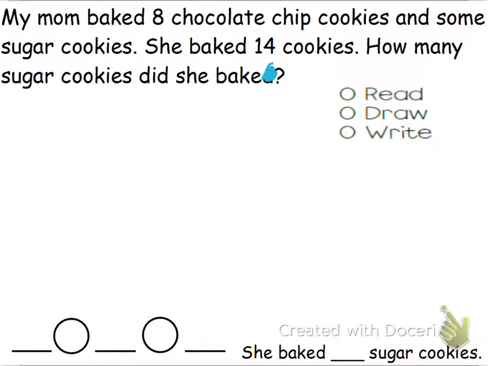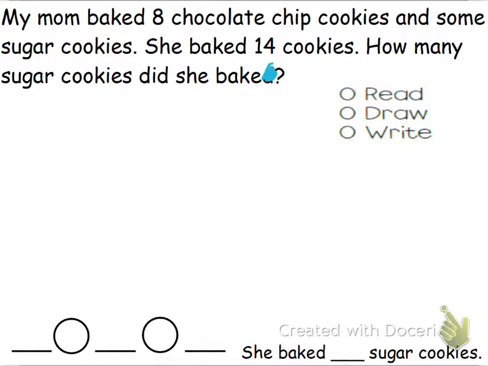Alright guys, so let's see what you got. My mom baked 8 chocolate chip cookies and some sugar cookies. She baked 14 cookies. How many sugar cookies did she bake? Well, mom's baking cookies. She had 8 chocolate chip and some sugar cookies. She baked 14 cookies. Oh my goodness, this is making me hungry. So she baked 14 cookies, which means that 14 is our whole. That tells me she baked the chocolate chip and the sugar together. So we know that our whole is here.